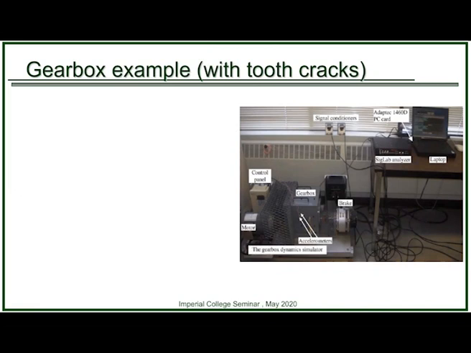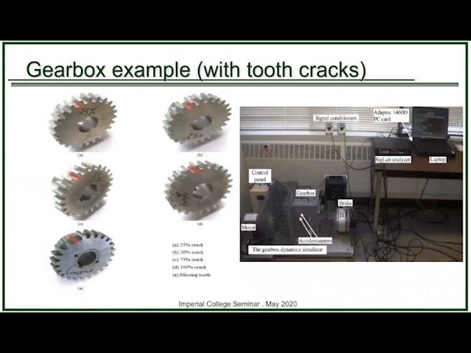Now, there is an alternative method that can also analyze vibration data, and that method is support vector machines, or SVM as they're more popularly known. And we're going to apply SVM to also detect and diagnose different faults in the gearbox. Now, this one has a 25% crack in the tooth, 50%, you can see the numbers here, 75% crack, 100% crack, and then you have a completely missing tooth.